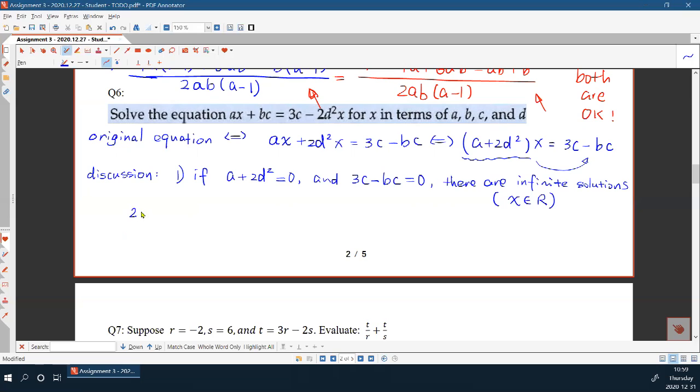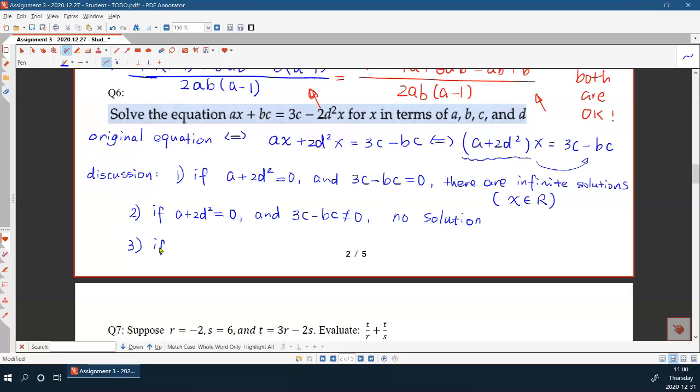So that means x could be any real number. Okay, the second case, if a plus 2d squared is 0, but at the same time, the right-hand side 3c minus bc is not 0. That means left-hand side is always 0, but the right-hand side is not 0, right? So no matter what value x is, the equation cannot hold. That means there is no solution, right? Understand? Okay.